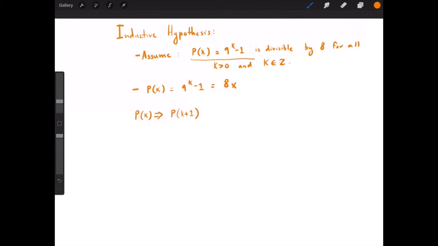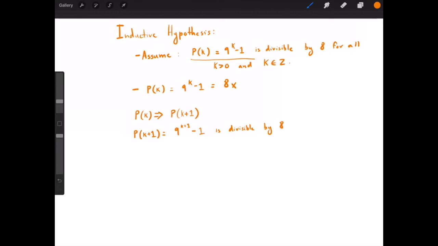Using our inductive hypothesis, we will now prove that P of k implies P of k plus 1. We are going to begin by writing out what P of k plus 1 is equivalent to based on our hypothesis. Assuming that P of k is equal to 9 to the k minus 1 is divisible by 8, we can plug in k plus 1 for k, which gets us P of k plus 1 is equal to 9 to the k plus 1 minus 1 is divisible by 8.